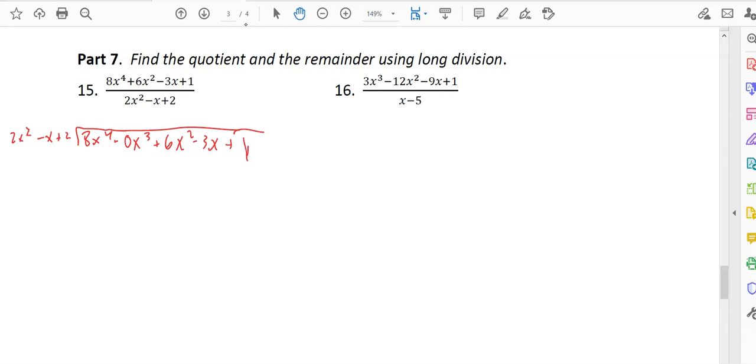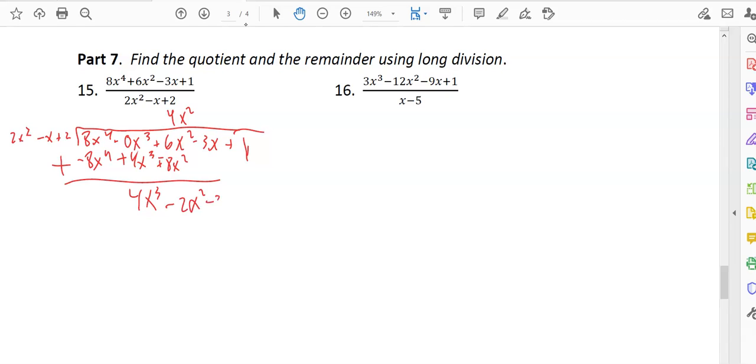So 2 times what is 8? That'd be 4x squared here. So 4x squared, 8x to the 4th. Minus 4 times -x is minus 4x to the 3rd. And then plus 8x squared. But I'm subtracting everything there. So that's going to be subtracted, added, subtracted. So that's going to be positive 4x to the 3rd minus 2x squared.